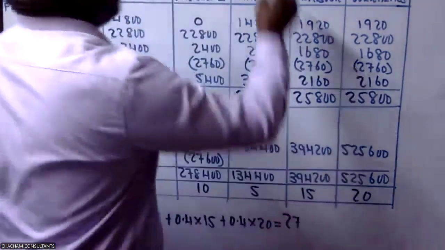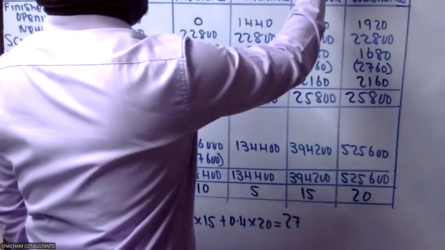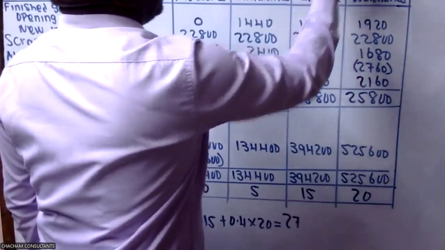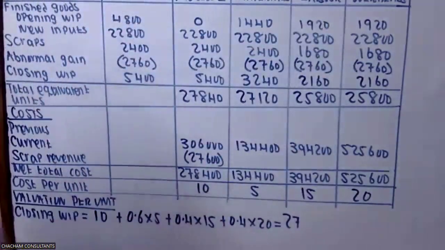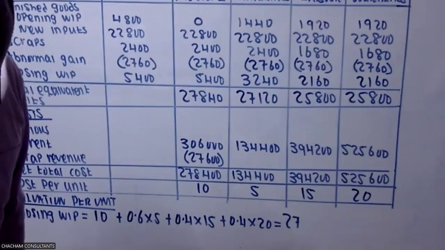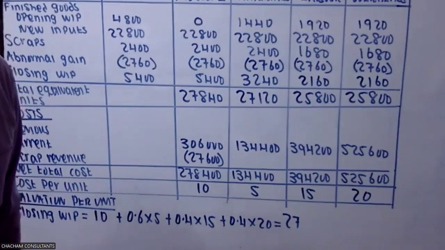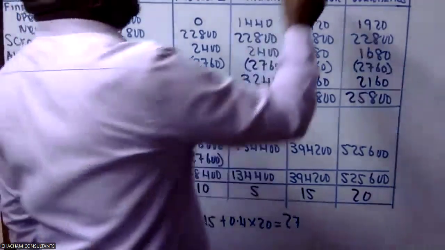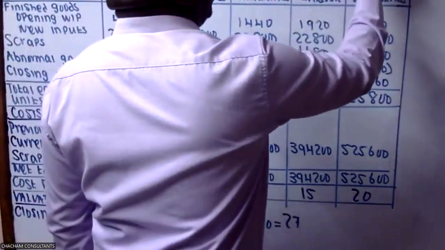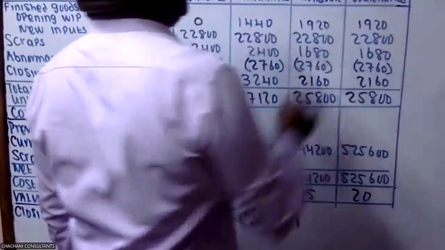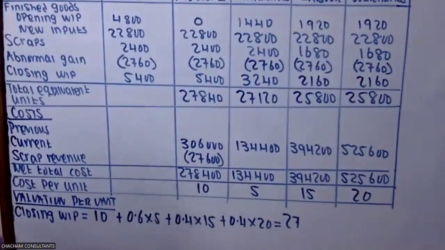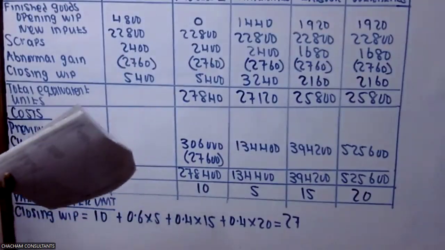Now that 27, you put it here for closing work in progress. That is the unit cost of closing work in progress, 27, and multiply by 5,400. You record 145,800. Is that so? Yes.